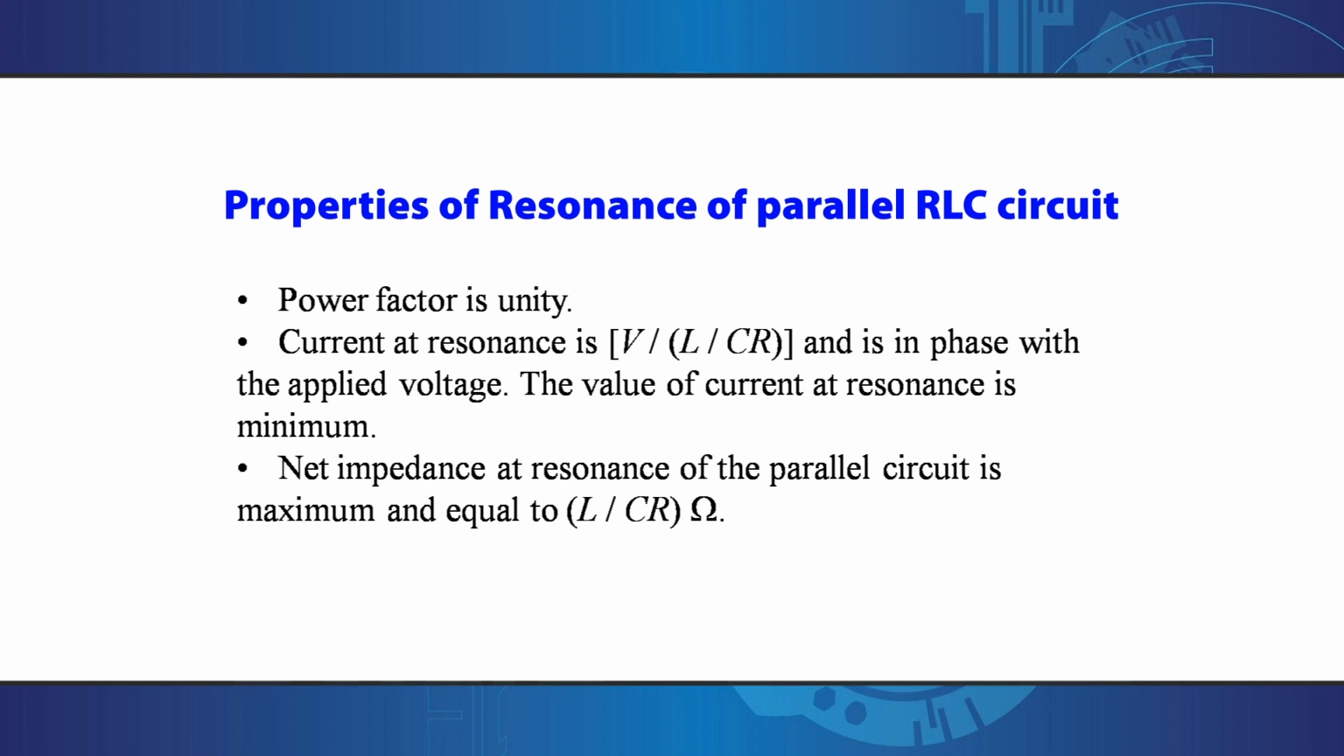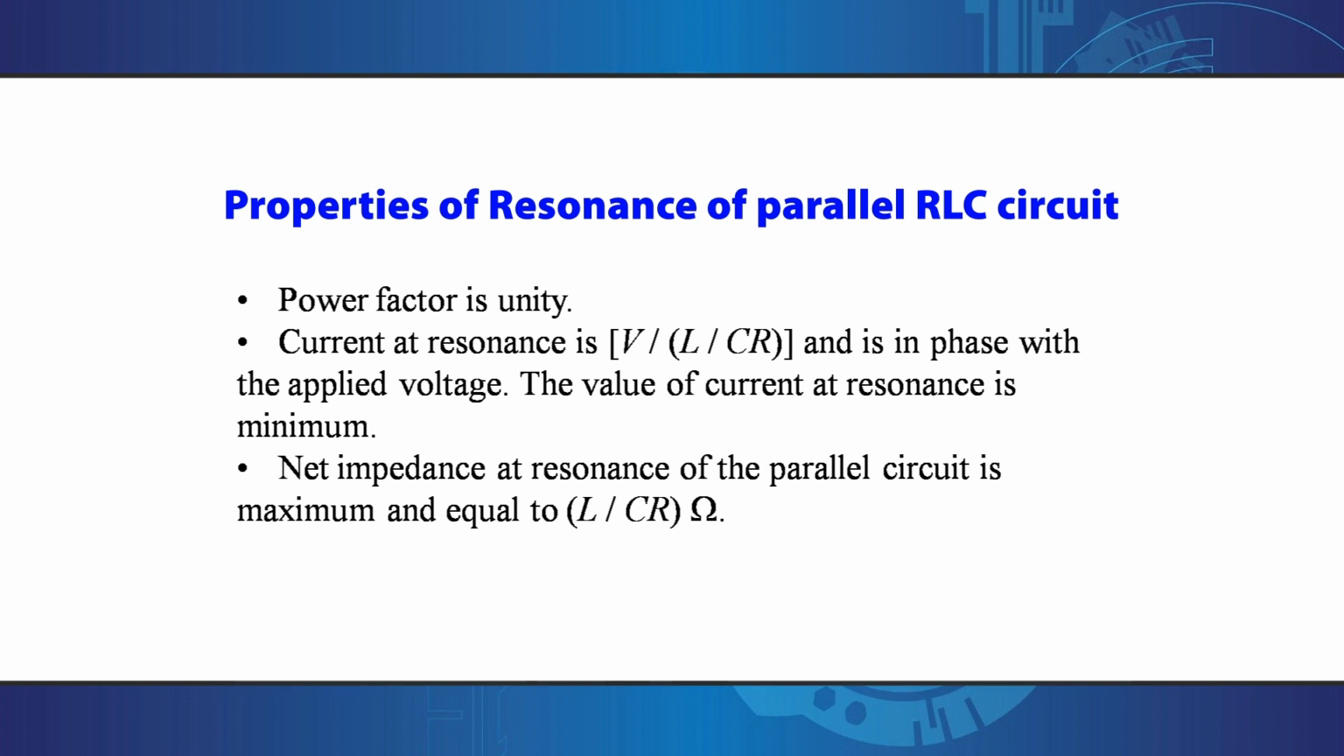So you can notice that power factor of parallel RLC circuit at resonance condition is unity. And second property you can notice here, the current at resonance is equal to V upon L upon CR and is in phase with the applied voltage. The value of current at resonance is minimum.